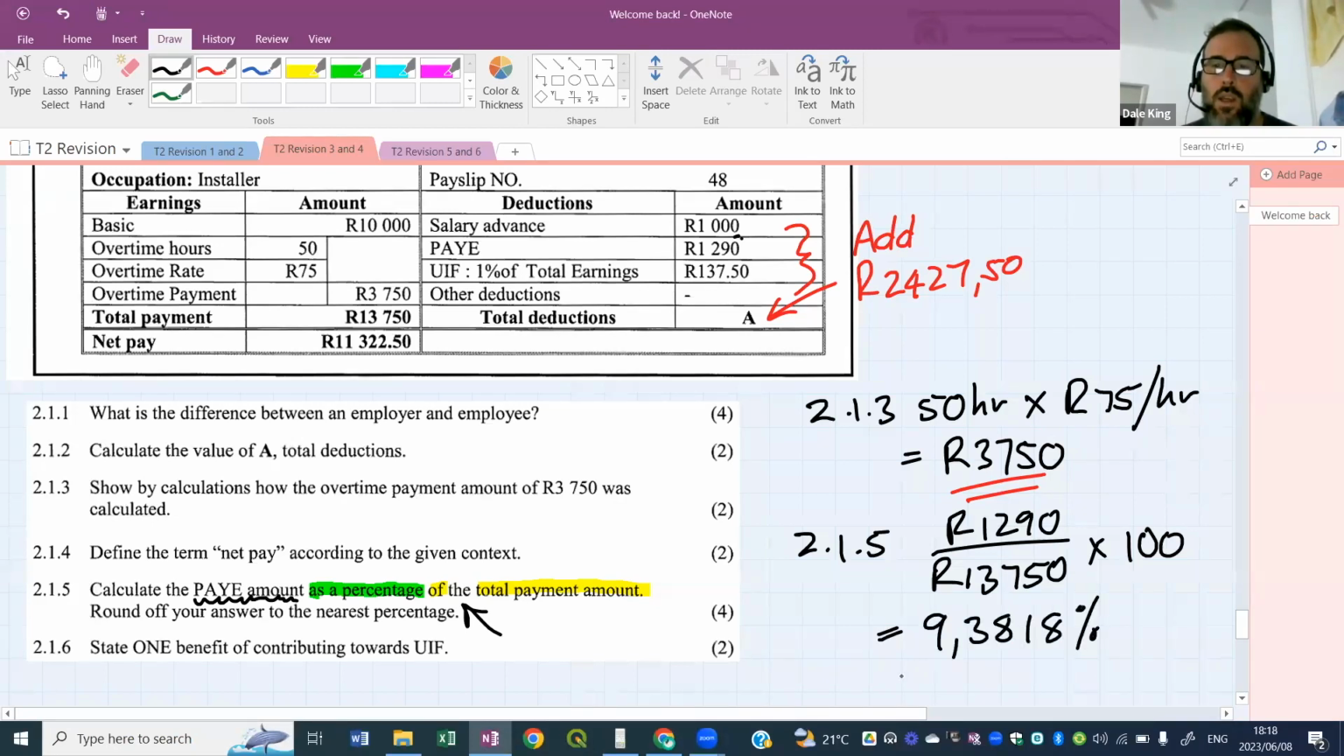9.3818%. And to round this off always to 2 decimal places, I look at the second decimal place, which is the 8. Will it change with the 1 behind it? No. So that's just going to be 9.38%. Guys, always showing 2 decimal places unless told otherwise.